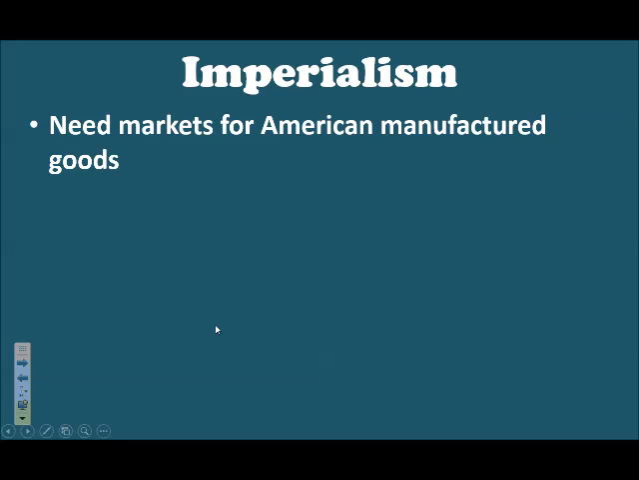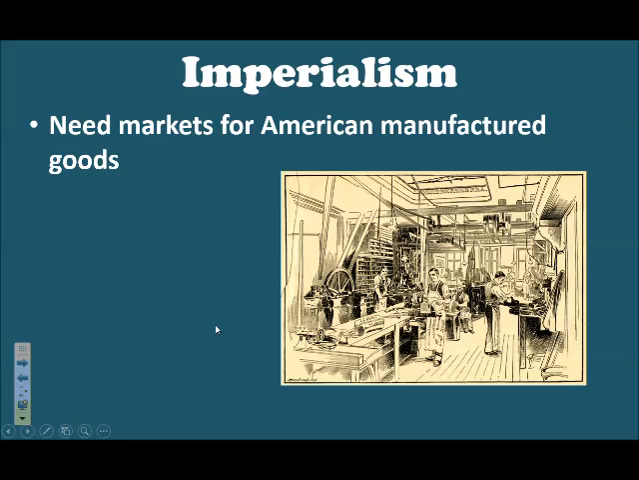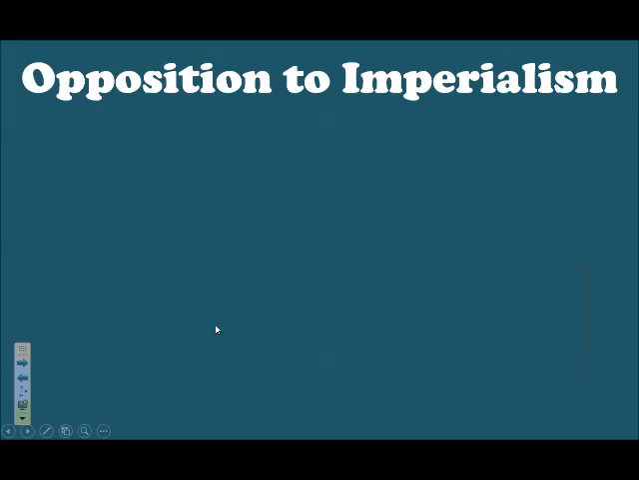So America's industrialized. We need more people to sell our stuff to. We have run out of Americans to sell our stuff to. We also are going to need new things to make into products. But the problem is not all Americans think this is a wise decision. Many people are opposed to it.